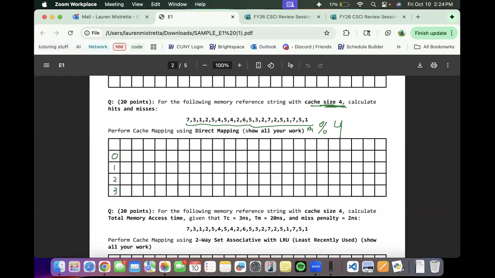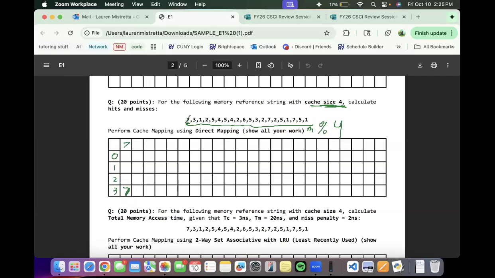Now, if there's a collision, we simply will have to replace that. So with that being said, let's write that out. We're going to be starting out with our 7. So 7 mod 4, that's going to be a remainder of 3. So our 7 is going to be going in this place. There's nothing in there right now, so no need to worry about having any problems with that.